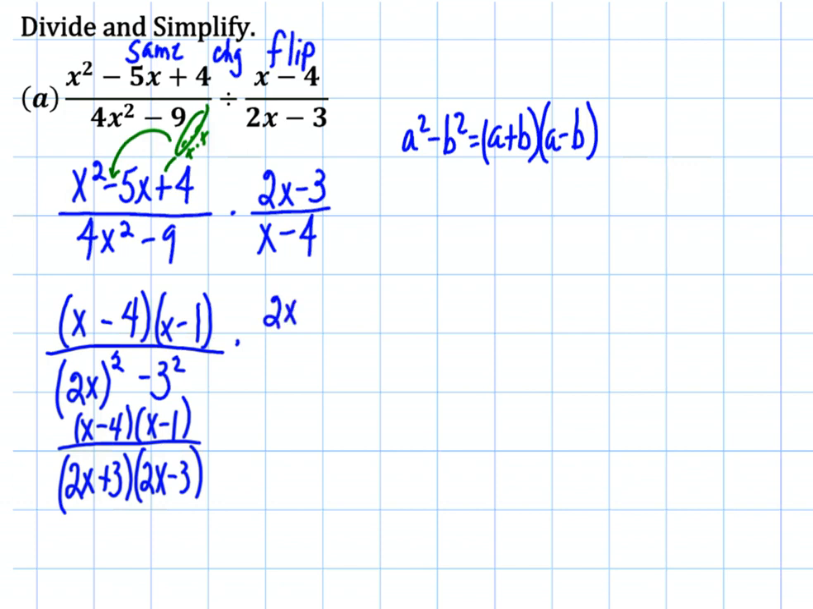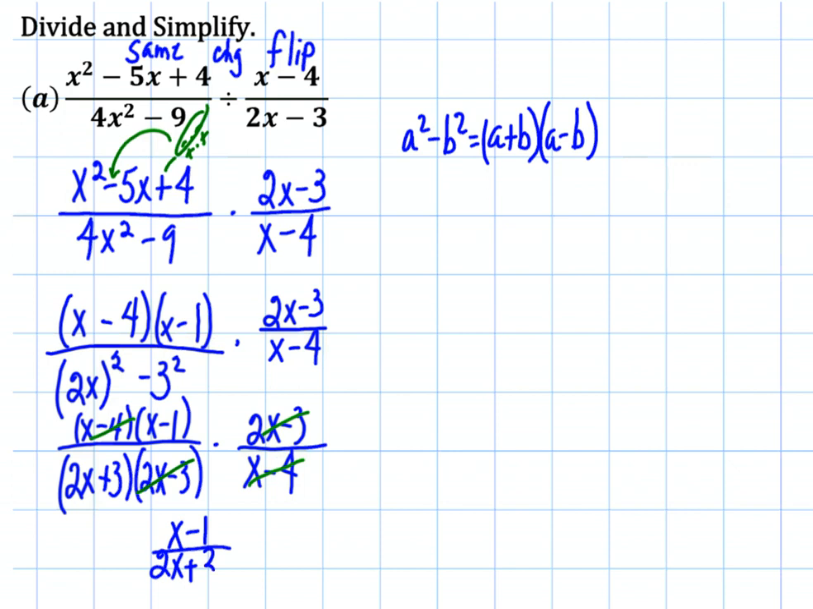We're going to cross cancel on this to simplify. So notice, I have an x minus 4 and an x minus 4, 2x minus 3, 2x minus 3. So our final answer is x minus 1 over 2x plus 3.